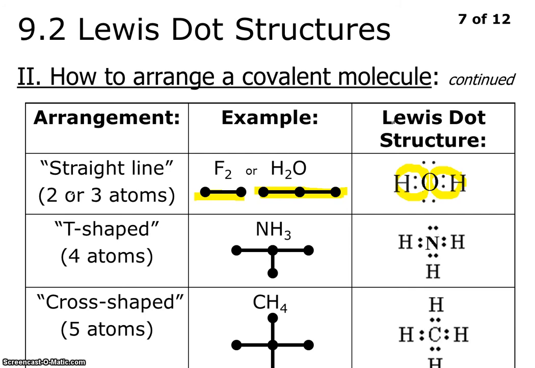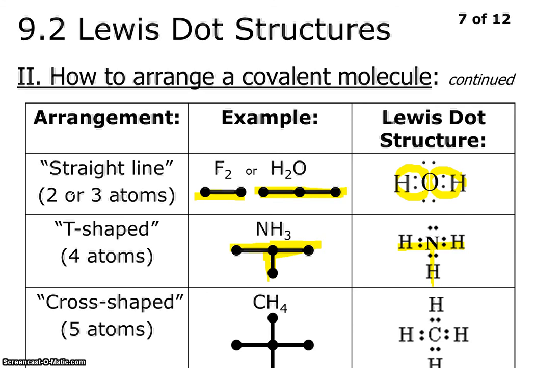A T-shaped atom will be made of 4 atoms total. So you have the central atom with an atom on the left, the right, and on the bottom. So it looks like a T. NH3 is a perfect example of this, where we have 3 atoms that make the top of the T and 1 to make the leg, and a non-bonding pair.